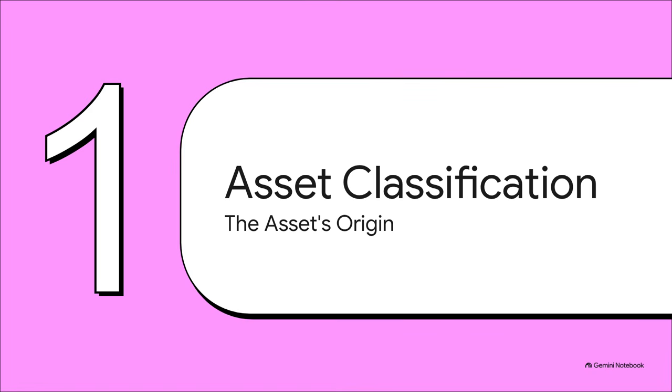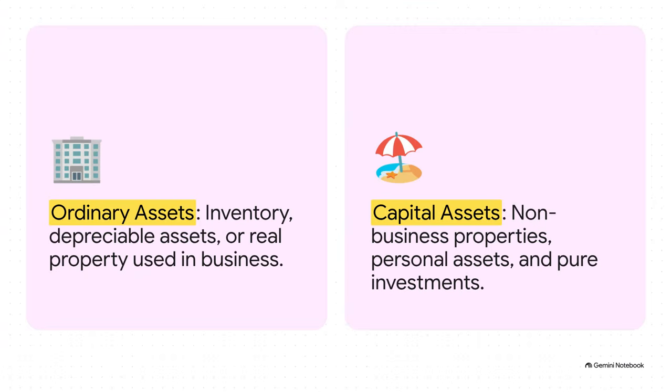This is stage 1 of the life cycle, where we discover the asset's true identity and figure out its starting value, or tax basis. Check out the stark contrast here. Under the Philippines setup, an asset's entire tax destiny basically hinges on whether it's a working, ordinary asset or a resting, capital asset. If it's inventory, depreciable equipment, or real property actively used in a business, it's ordinary. Boom. Any gain is 100% included in ordinary income. But if it's a personal asset, non-business property, or just a pure investment, it's a capital asset. And that opens up a totally different rulebook.